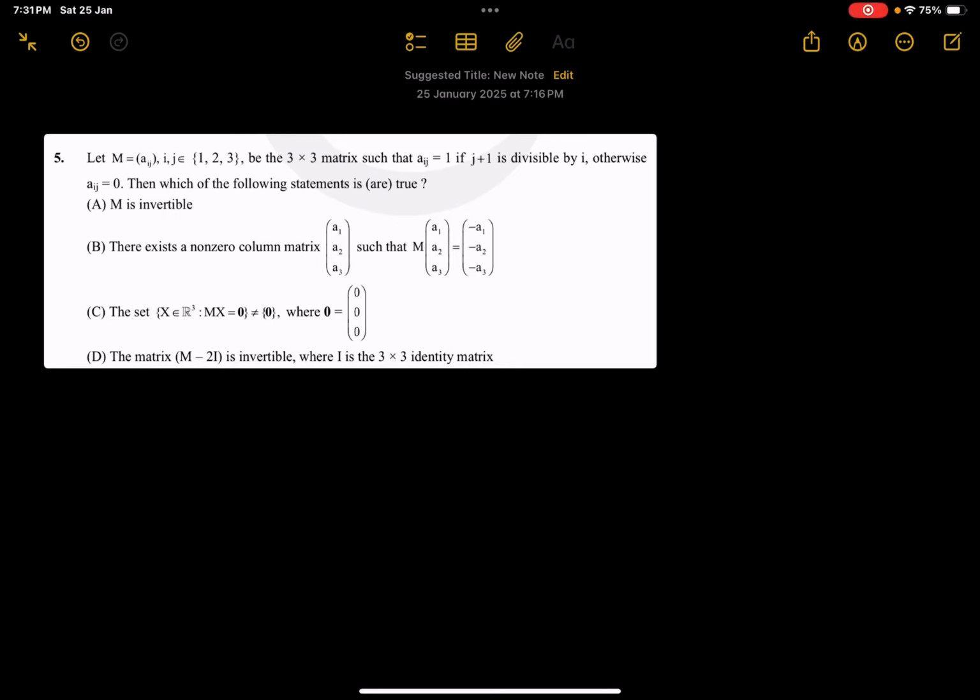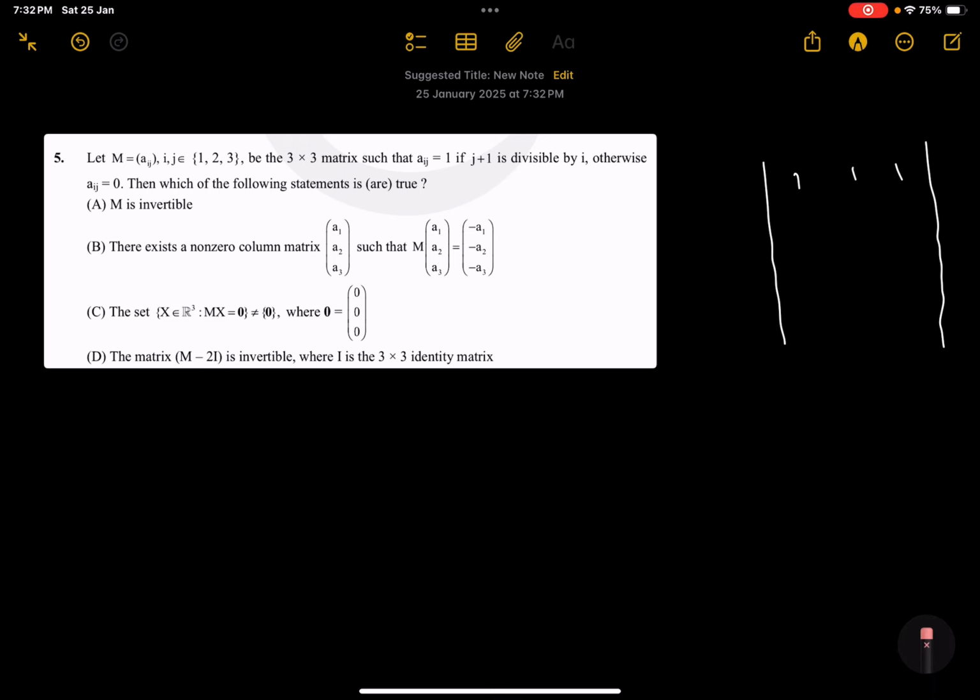So this is also, I think, straightforward and should be done in the first go. So let's try to construct this matrix. Any entry, the ith row, jth column entry would be 1 if j plus 1 is divisible by i. So this is the first row, and as every number is divisible by 1, each entry would be 1.